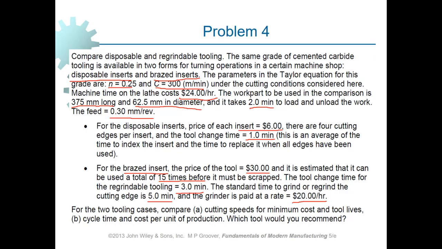Now, for the two tooling cases, compare A, cutting speed for minimum cost and tool lives, and B, cycle time and cost per unit of production. These are the ones to be computed, and then we've got to decide which one of the cutting tools is working better for us, and we've got to recommend that one.